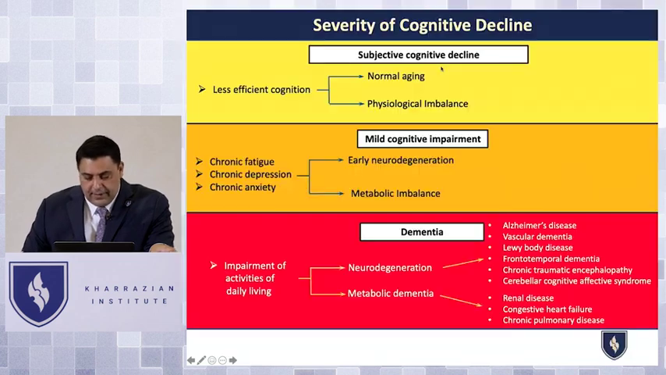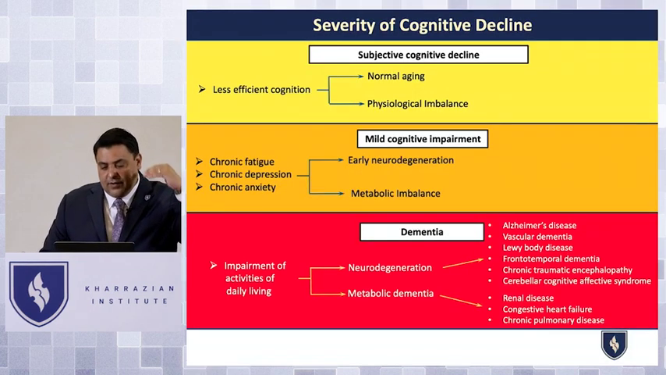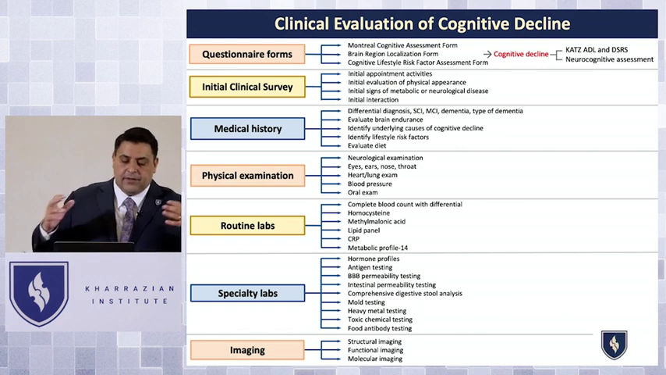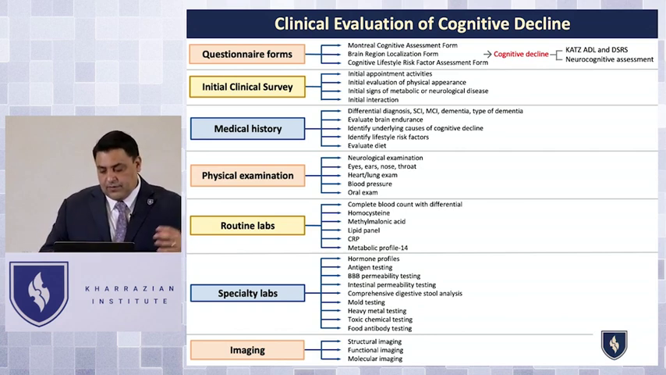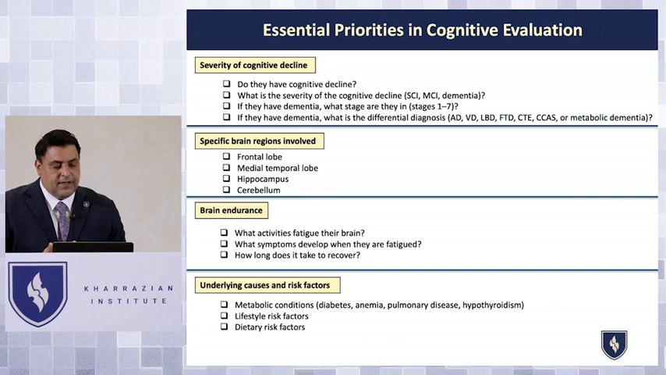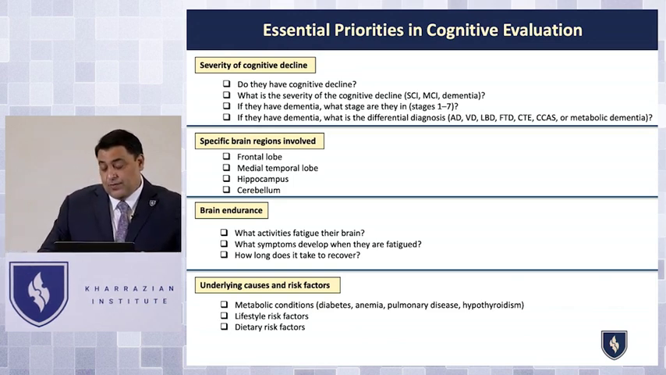So when you do your workup, you're going through and assessing if they have SCD, subjective cognitive decline, mild cognitive impairment, or dementia. And then you go through your questionnaire forms, initial clinical survey, medical history, physical exam, routine labs, specialty labs, and imaging. As you go through your workup, make sure in the checklist you've identified these essential priorities: the severity of the cognitive decline, which brain regions are involved, what their brain endurance is, and the underlying cause and risk factors. If you add this into your workup, you should have a very thorough evaluation of their cognitive decline, and that'll help you when it comes to developing a treatment plan, which we'll talk about next.